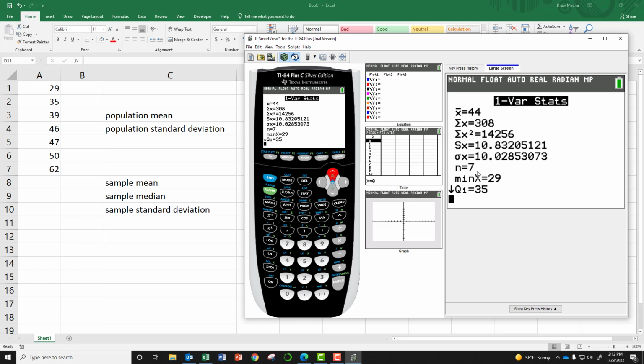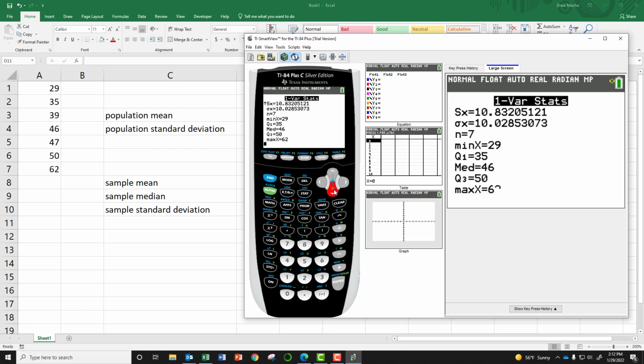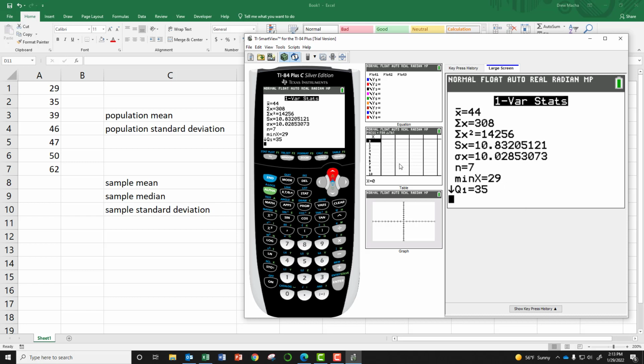Here it says n equals 7, so that's saying that you have 7 measurements in your data set. And then what follows tells you the minimum value, 29, the maximum value, 62, the median, which is 46, and it also tells you the first and third quartiles of your data. So Q1 is your first quartile, Q3 is your third quartile. Your median would be your second quartile, but it's also the median. And we'll talk about those 5 numbers in a later video. But we found the median and we found the mean from our one variable statistics. And actually your calculator doesn't tell you what the mode of your set is. You have to recognize that yourself.